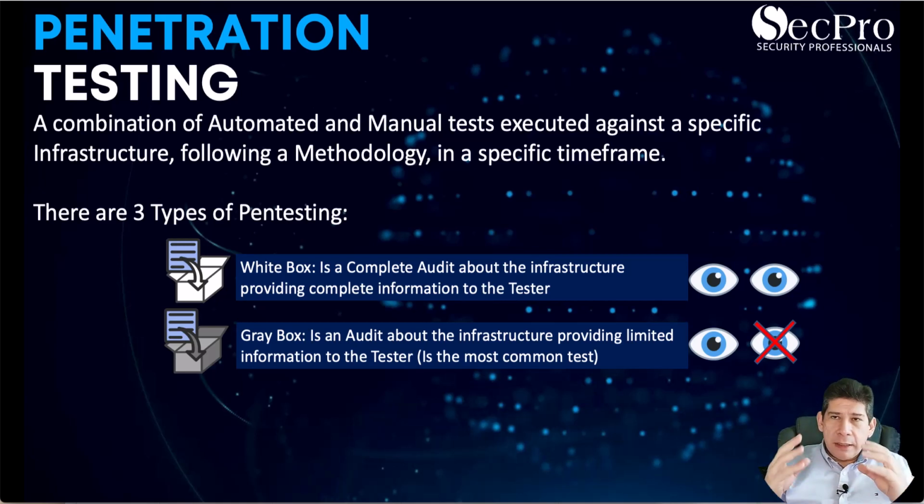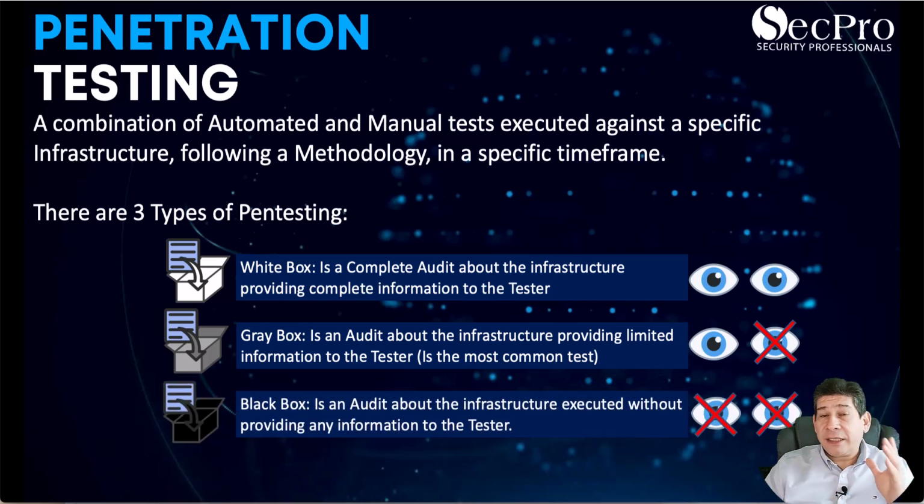It's the most common. An example: white box, I give you everything about my company, usernames, passwords, topologies, how my network is connected. In gray box, I just tell you, okay, we are using some Microsoft computers, some Linux computers, some workstations, and our mail server is Gmail. That's gray box. And black box is an audit of the infrastructure executed without any kind of information. So you do not provide anything to the penetration tester. This expert needs to find everything about your infrastructure.